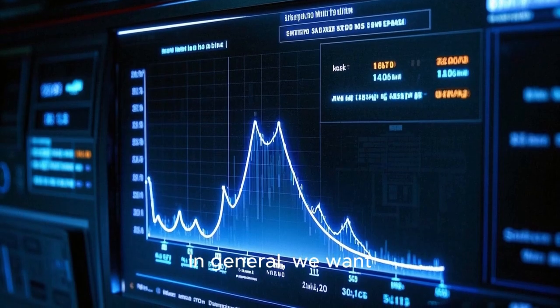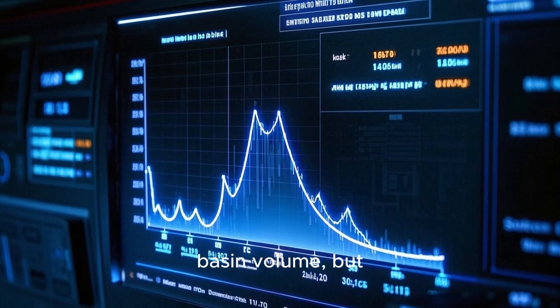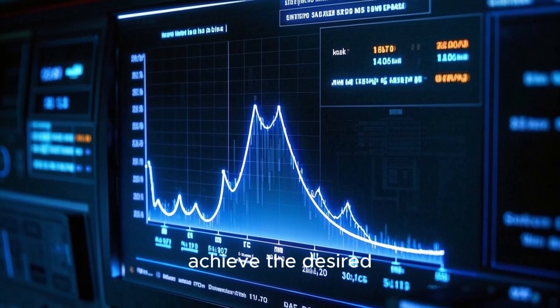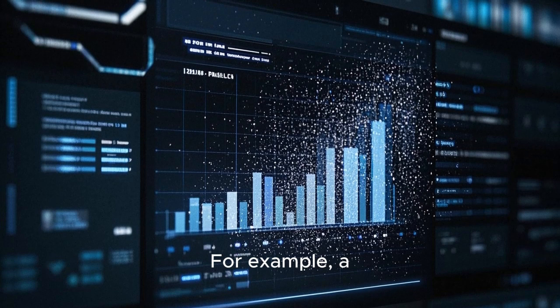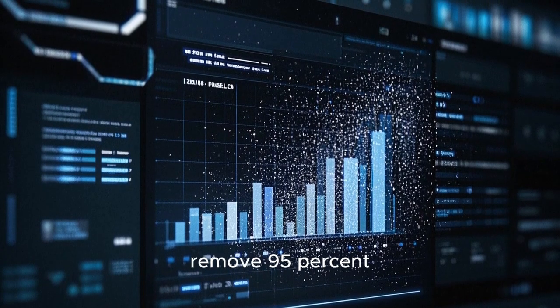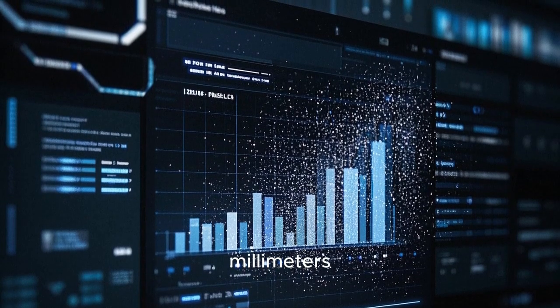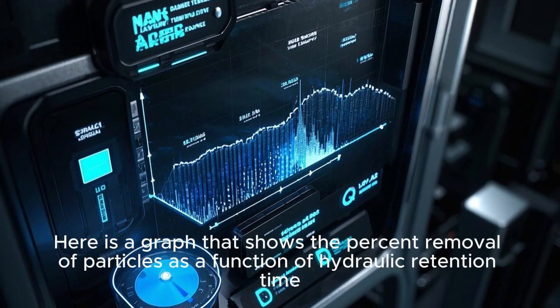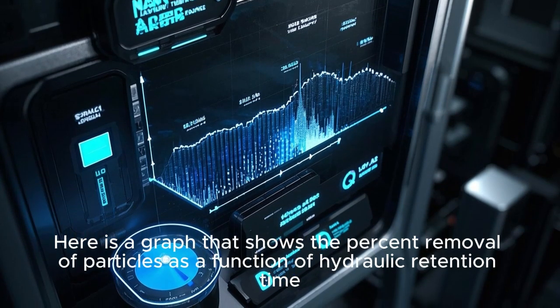In general, we want to keep the hydraulic retention time short enough to minimize the basin volume, but long enough to achieve the desired level of particle removal. For example, a hydraulic retention time of 30 minutes is long enough to remove 95% of particles larger than 0.02 millimeters. Here is a graph that shows the percent removal of particles as a function of hydraulic retention time.